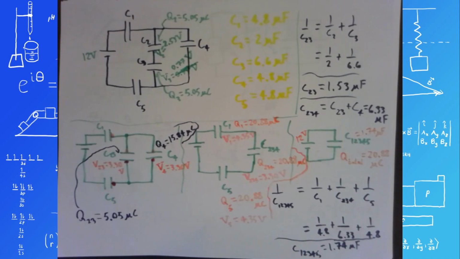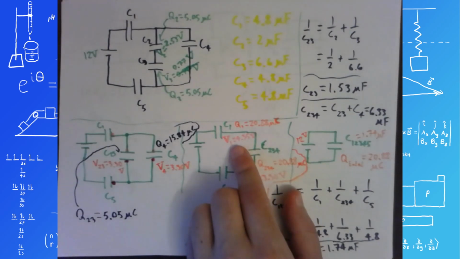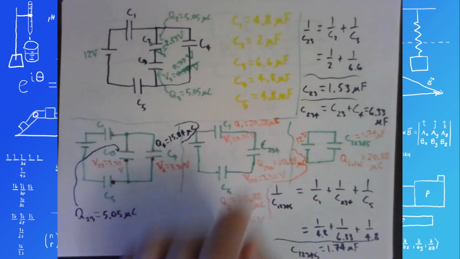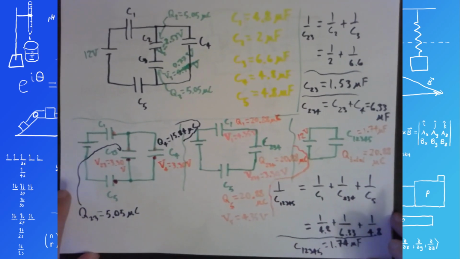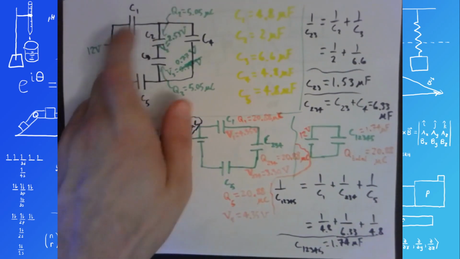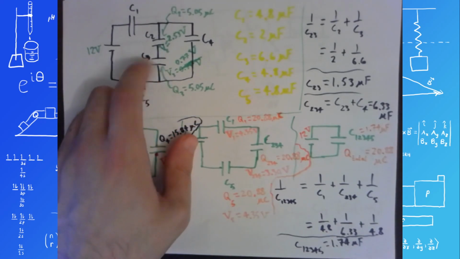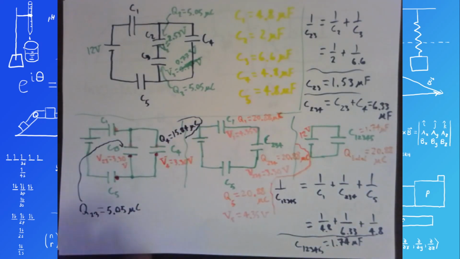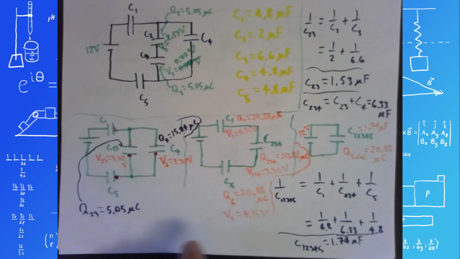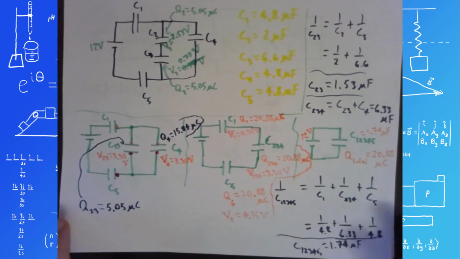And there you go. We have figured out the voltages across and charges on each of our capacitors. C1 has a charge of 20.88 and a voltage of 4.35. And all the capacitances were given, so we don't need to restate what was already told to us. C2, we now know the charge and voltage on it. We know the charge and voltage on C3. We know the charge and voltage on C4. And we know the charge and voltage on C5. Yep, we got all of them.